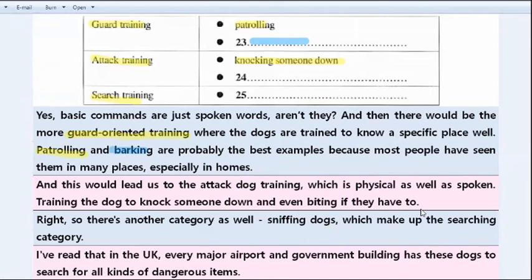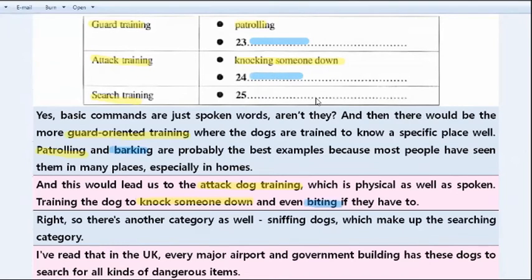Now, getting into number 24, we should listen for attack training. We have that right here, attack dog training. And we're listening for knocking and training the dog to knock someone down. And the answer here, and even biting. So biting is our answer for number 24.